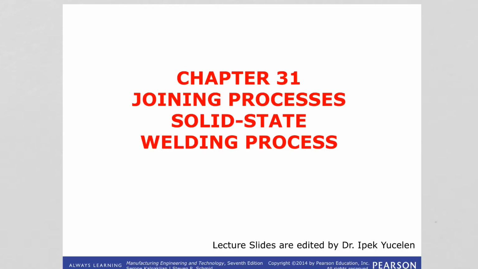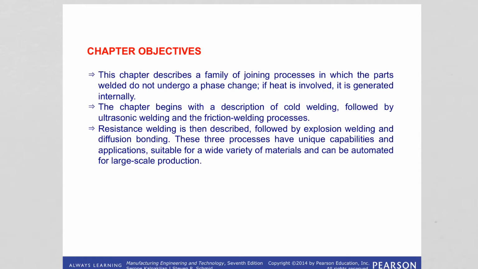In this chapter, we're gonna cover again joining processes. This time it is solid state welding process. In this chapter, we're gonna take a look at joining processes in which the parts welded do not undergo a phase change. We will start describing cold welding, followed by ultrasonic welding, then friction welding, resistance welding, explosion welding, diffusion bonding. All different types of solid state welding processes will be described.